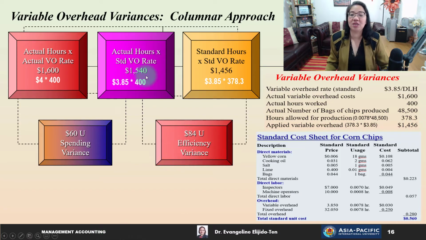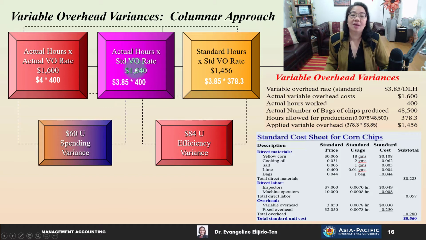Next, let's move to the efficiency variance. So we are comparing the middle column with this column, and that is the standard hours at the standard variable overhead rate. So we have already calculated that the standard hours for 48,500 bags of corn chips at 0.0078 hours will be 378.3. And so we'll multiply that by the standard rate, $3.85, and we'll get $1,456.